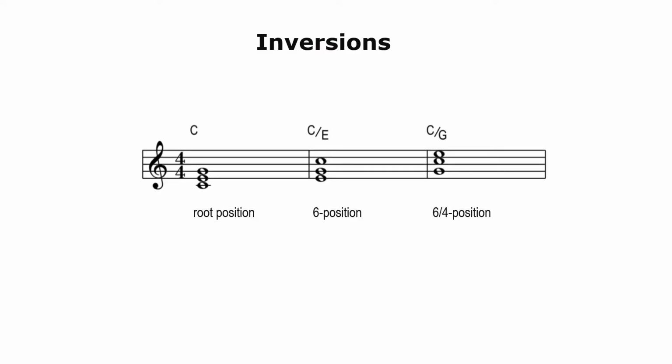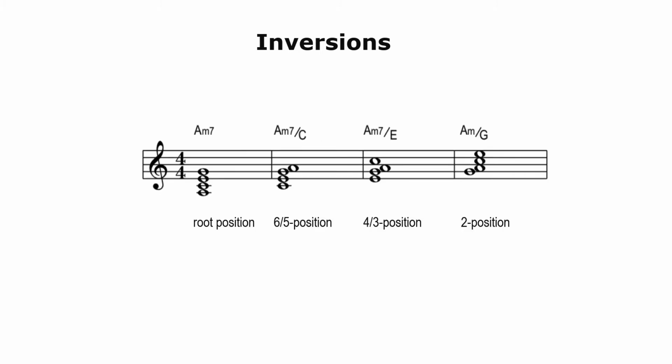Let me discuss the vocabulary of inversions briefly. This is a C major triad in root position. When I move the lowest note an octave up, the third lies in the bass, resulting in the sixth position, aka the first inversion. If I also move the third up an octave, the fifth is in the bass, and that second inversion is called the 6/4 position. The bass tone determines the name. The distribution of the upper notes over the octaves is of no influence. With seventh chords we distinguish root position, 6/5 position, 4/3 position, and 2 position.